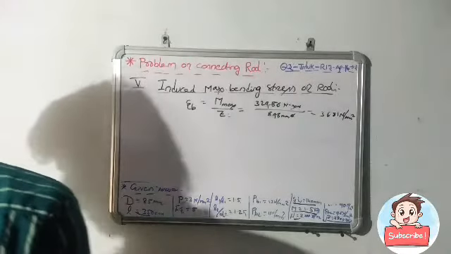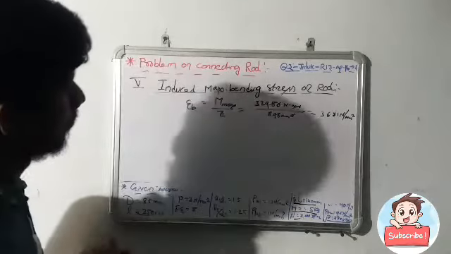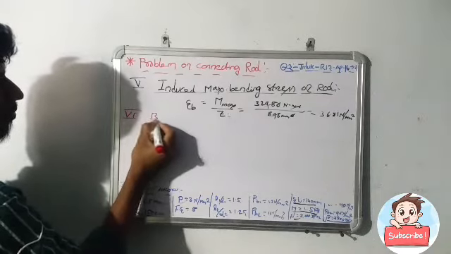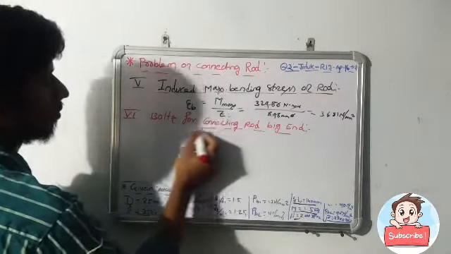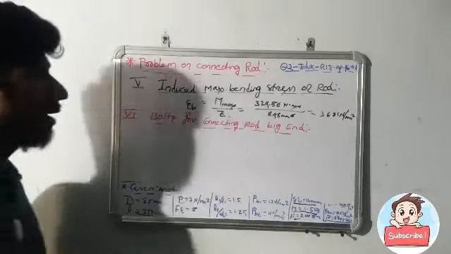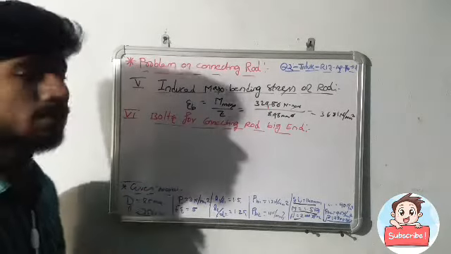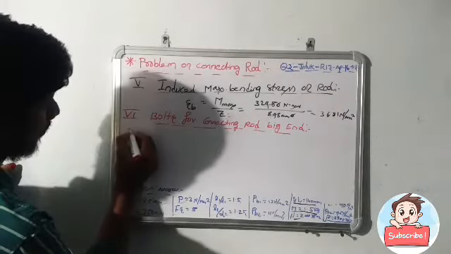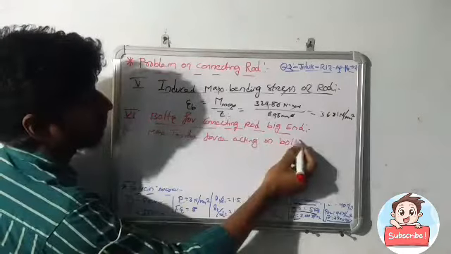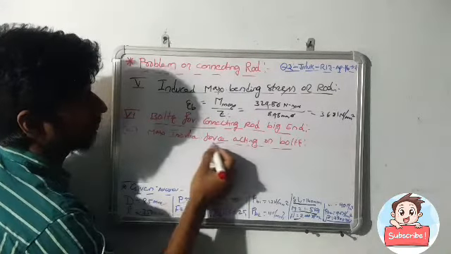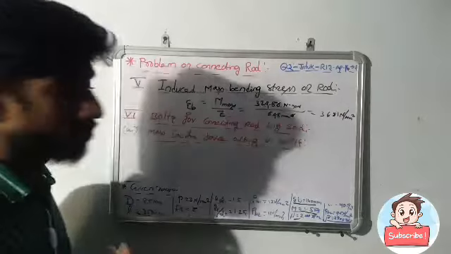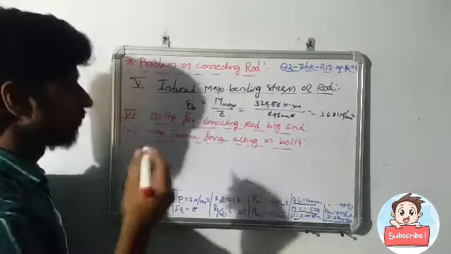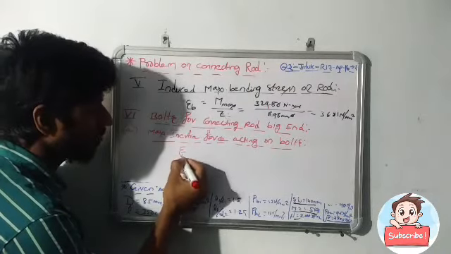That is the sixth step here. Bolts for connecting rod big end. So here some minor steps are involved. Let's see what they are. The first minor step here is the maximum inertia force acting on bolts. It is denoted by FIM.